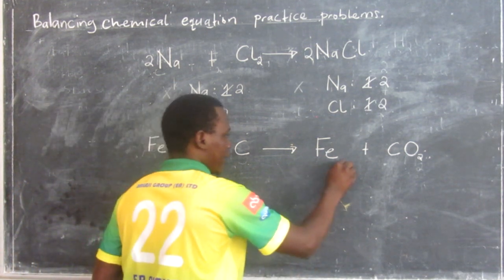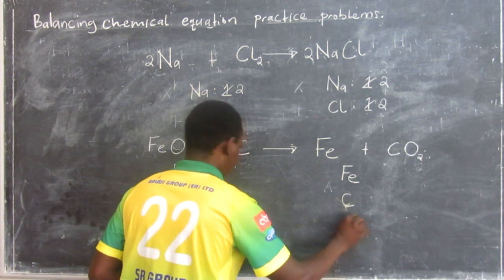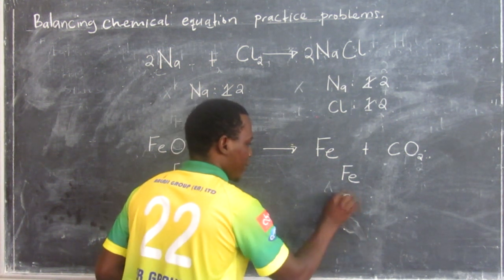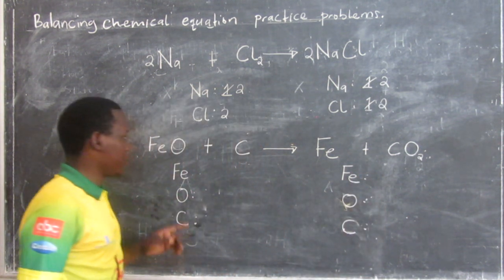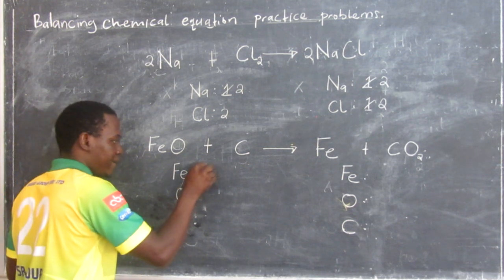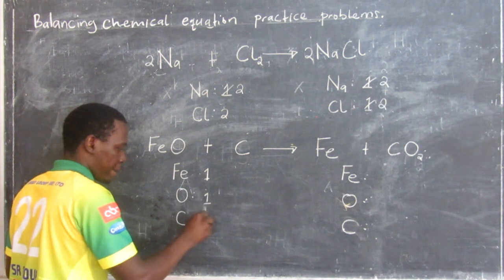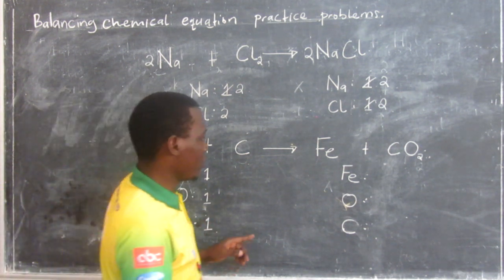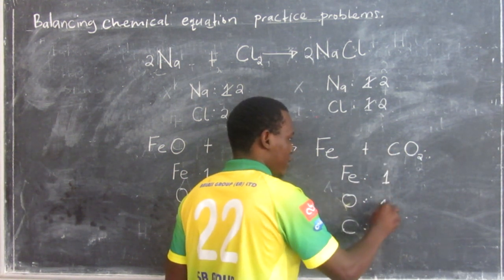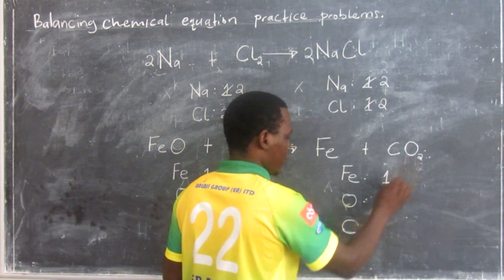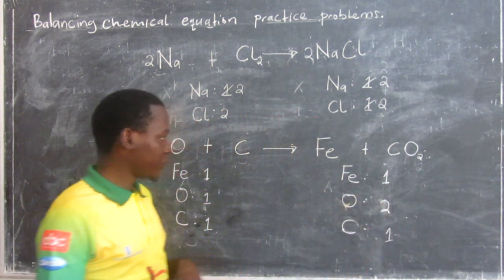On this same side also we have iron, we have carbon, also we have oxygen and carbon. We'll write them in order. If you look here, we have 1 iron, we have 1 oxygen, so we have 1 carbon. Is it okay? Also here, we have 1 iron, we have 1 carbon, we have 2 oxygens and also 1 carbon.